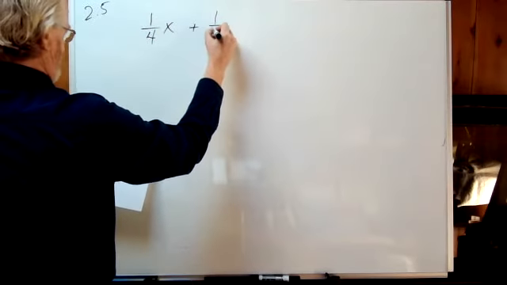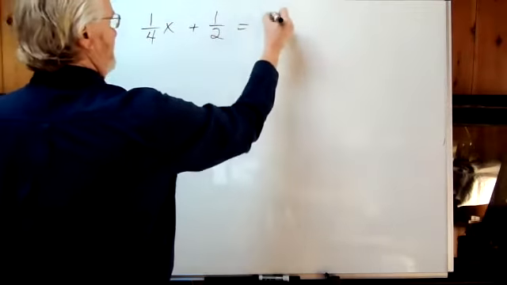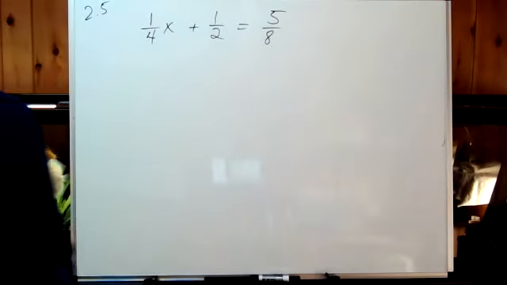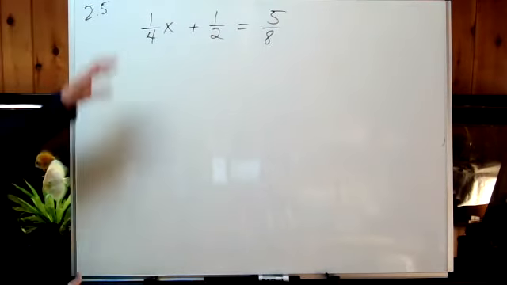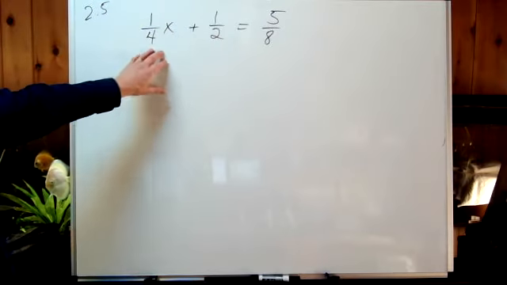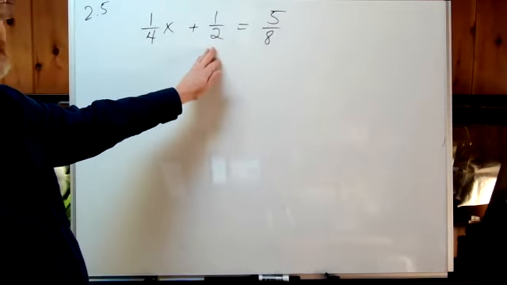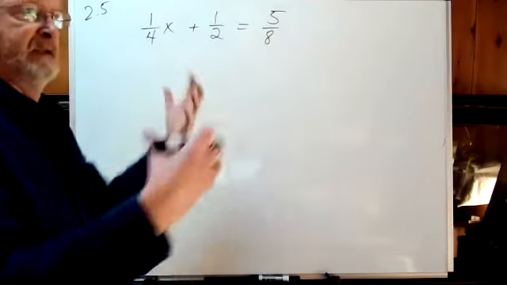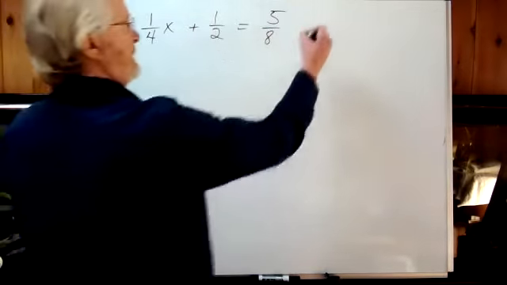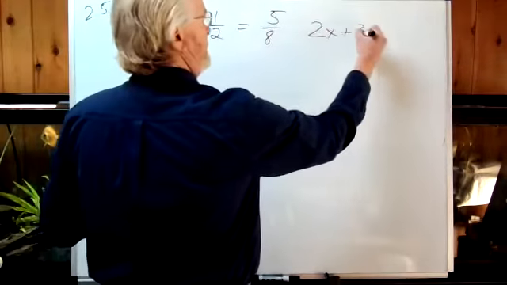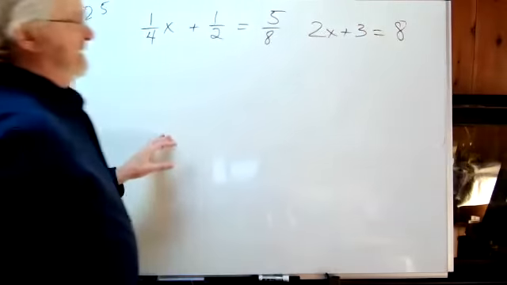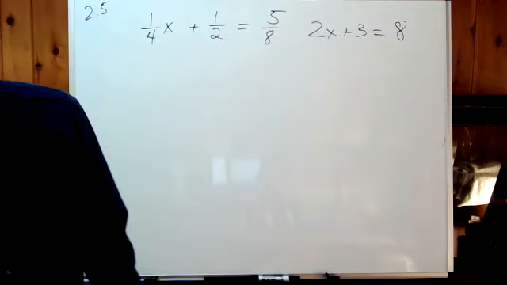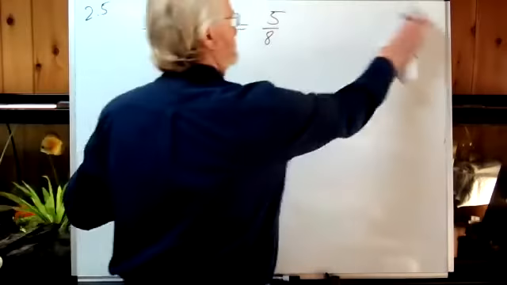1/4 of x plus 1/2 equals 5/8. So notice here's our one term with a variable, an extra added constant, and it equals a constant. So the basic shape is not any more complicated than that, right? It's this basic shape, except it's got the fractions in it, which means we usually have to do a little extra work.